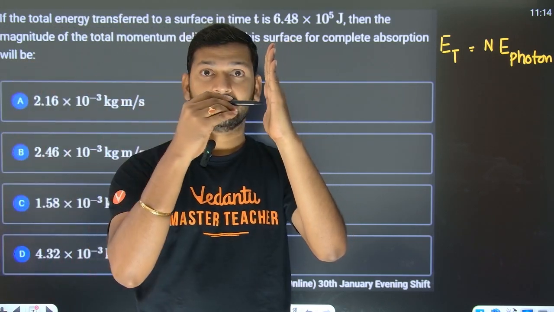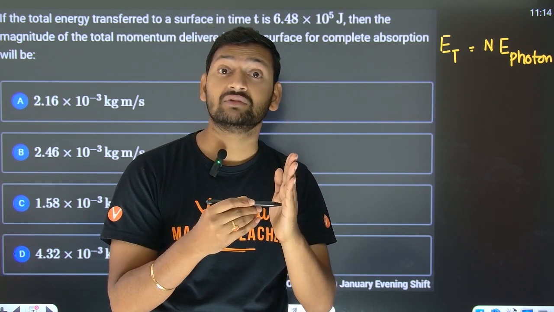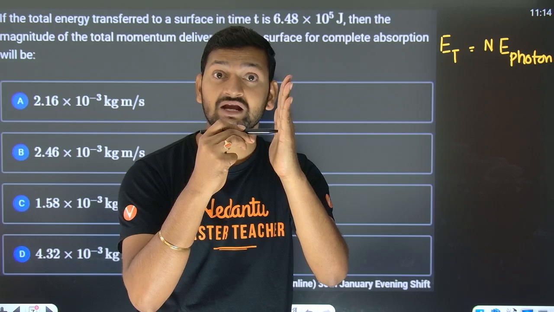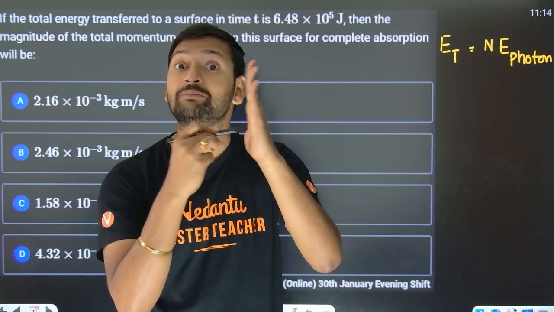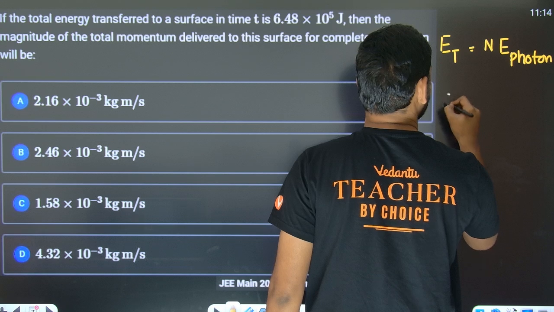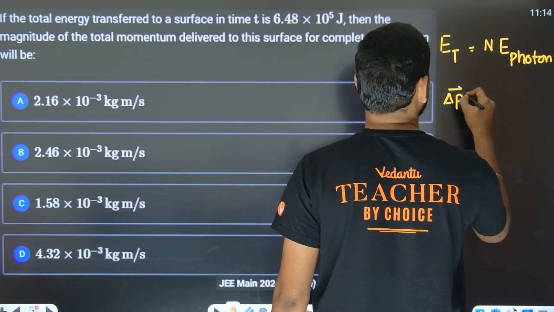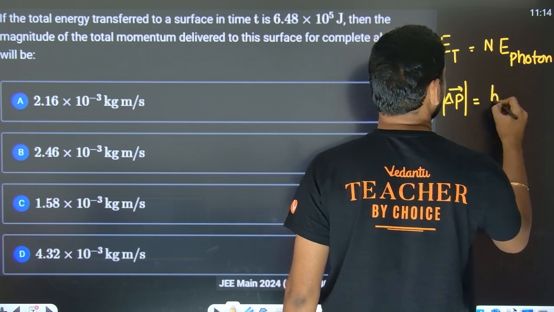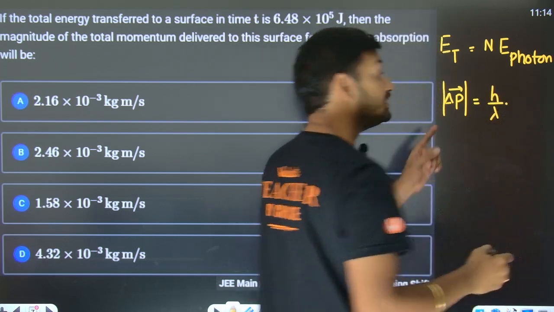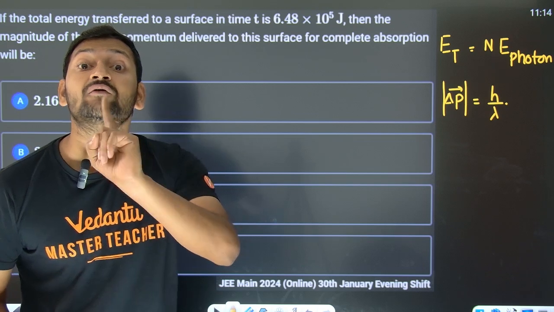An h by lambda momentum photon comes and strikes and comes to rest. So what is the change in momentum? It was having h by lambda. Now it became 0 because it got absorbed. So we can say the change in momentum, magnitude wise, is h by lambda. That is for each photon.